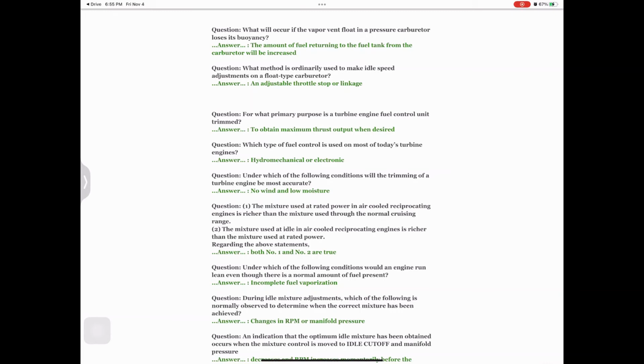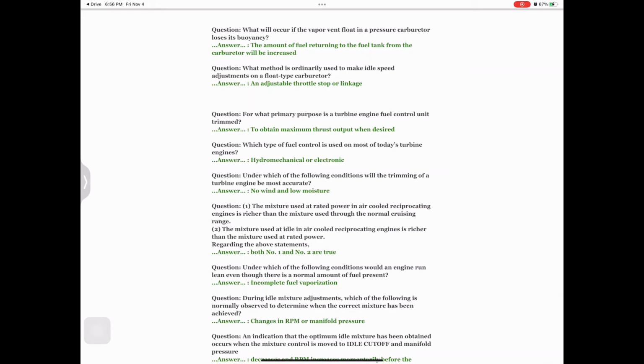Question: What method is ordinarily used to make idle speed adjustments on a float-type carburetor? Answer: An adjustable throttle stop or linkage. Question: For what primary purpose is a turbine engine fuel control unit trimmed? Answer: To obtain maximum thrust output when desired.